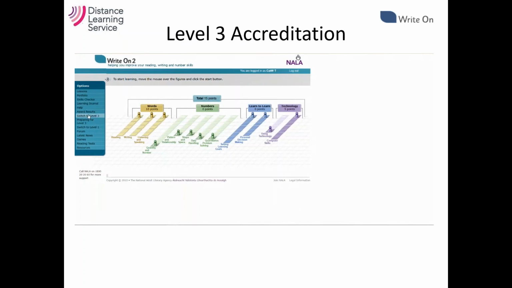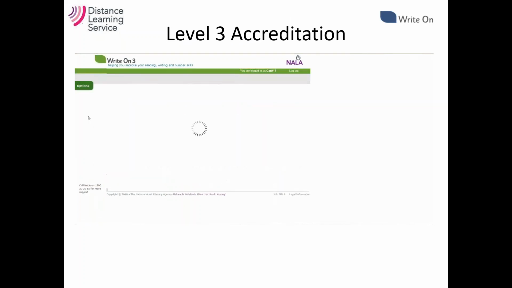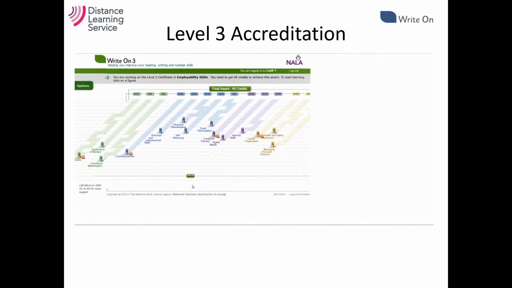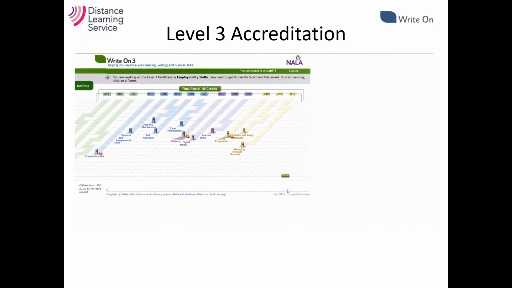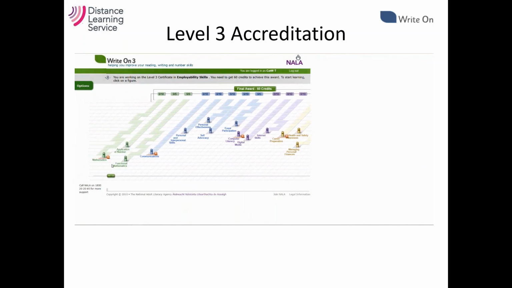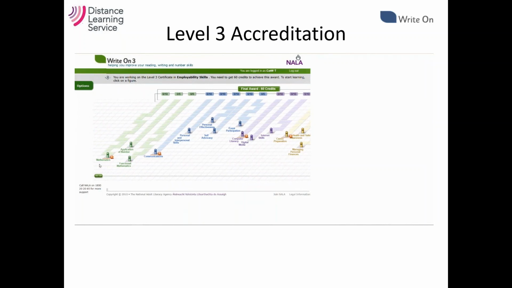So if I want to move to level 3 from level 2, I go to Options at the side. And you can see at level 3, the pathways are a lot longer, so much so that I need to use the slider across the bottom to see everything. Like level 2, the only way I can move up the path is by doing assessments.